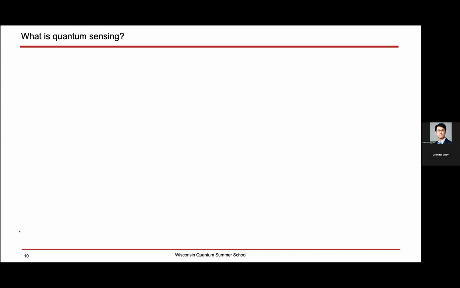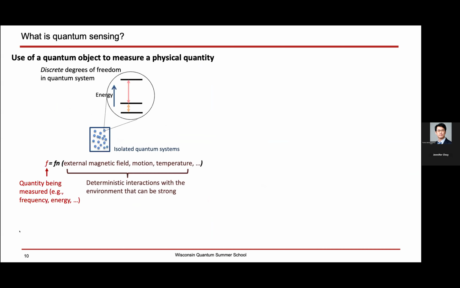All right, so what is quantum sensing? Quantum sensing encompasses a lot of possible technologies, but we're going to start with just the simple concept of the use of an object with quantum properties in order to measure a physical quantity. So it could be distance, it could be time, it could be different forces, electromagnetic fields, or inertial forces.